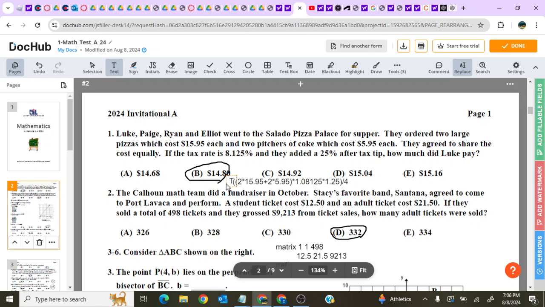Calhoun Math Team did a fundraiser in October. Stacy's favorite band agreed to come. Student tickets cost $12.50. Adults cost $21.50. There are 498 tickets sold, and they made 9,213. How many adults tickets were sold?